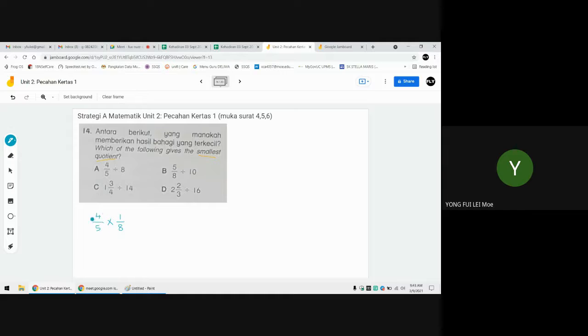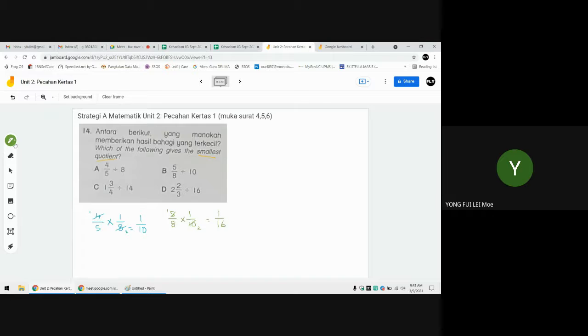So 4, 1, 4, 4, 2, 8. So 1 times 1, 1. 5 times 2, 10. Okay, so next, let's use another color, the green one. Let's do B. 5 over 8 divided by 10 will become times inverse 10. Inverse this 10 to become 1 over 10. So this one, 5, 1, 5, 5, 2, 10. So your answer is 1 times 1, 1. 8 times 2, 16.